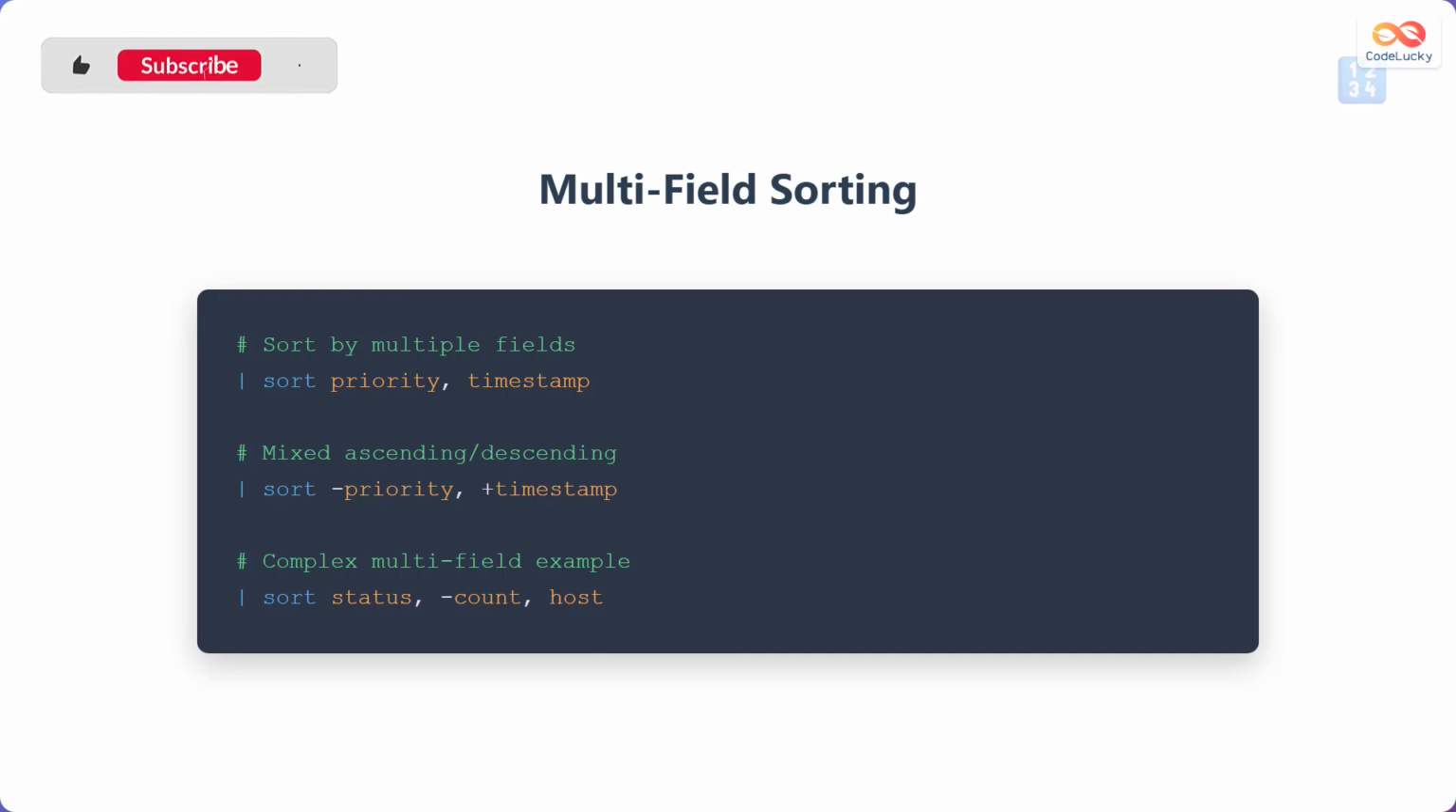The sort command becomes even more powerful when you need to sort by multiple fields. You can specify multiple fields separated by commas, and Splunk will sort by the first field, then by the second field for records that have the same value in the first field, and so on. You can mix ascending and descending orders for different fields. For example, you might sort by priority in descending order to see high priority items first, then by timestamp in ascending order to see the oldest high priority items first. This gives you precise control over how your data is organized.